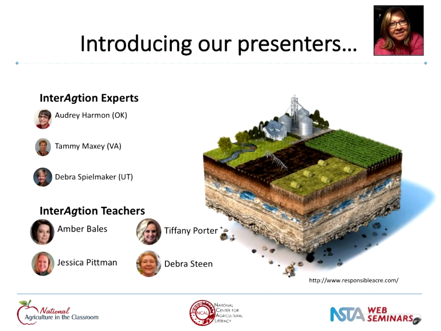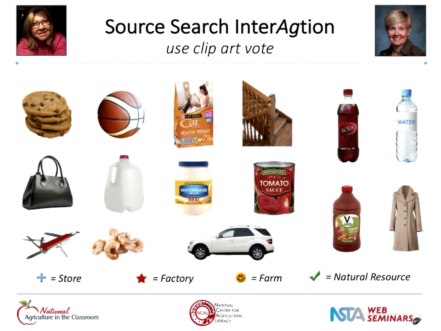Thank you, Carolyn, and welcome everybody to 3D InterAgtion. Tonight we're really going to try and contextualize science within the topic of agriculture. To get us started with that interactive approach, take a look at this Source Search for our first interaction. As you can see, lots of different images here. Use your tool: if you think this item comes from a store or a factory or a farm or a natural resource, grab that tool and put a click on those items that you think come from whichever one of those resources. Carolyn, you may have to give me some more instruction, but we just did it, so hopefully everybody can follow along.